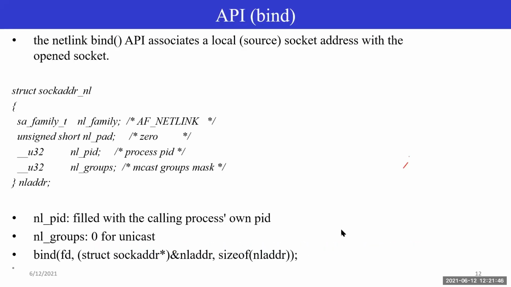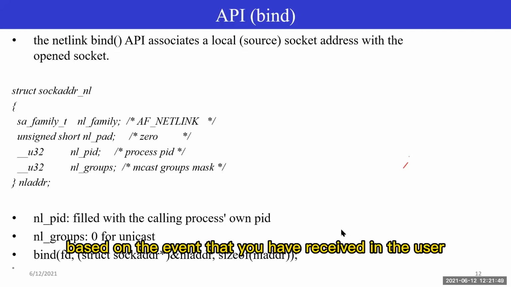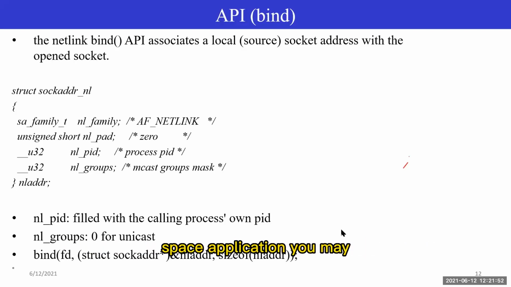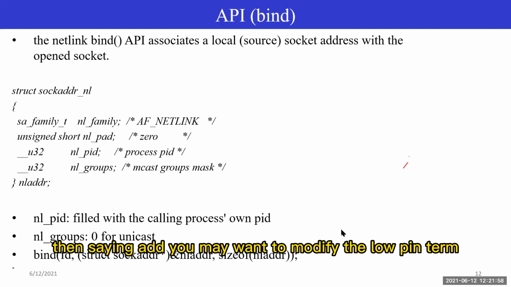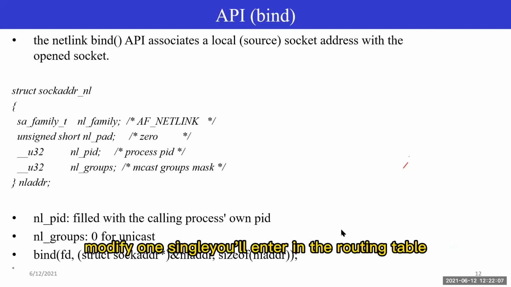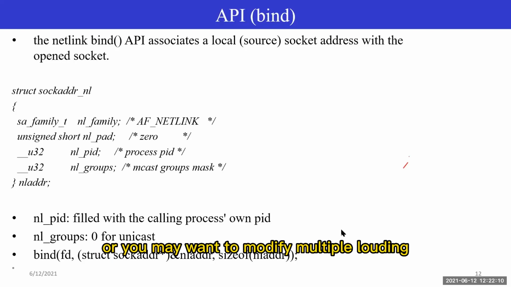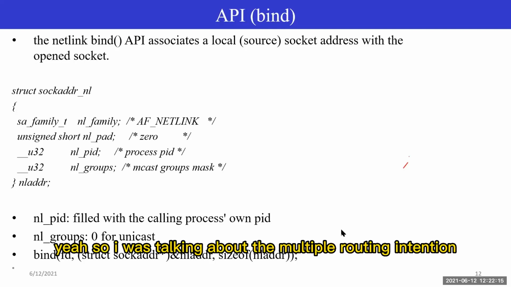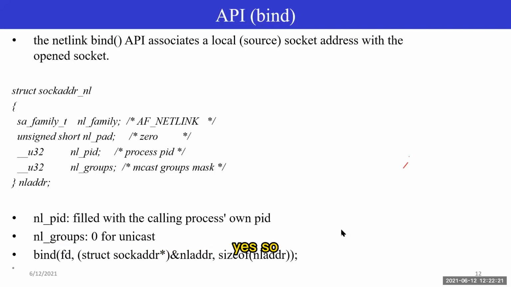That is step number one. Step number two: based on the event that you have received in the user space application, you may or may not add a particular entry, or rather than saying add, you may want to modify the routing table. Correct? Yes. You may want to modify one single entry in the routing table, or multiple routing entries in the table, right? Yeah, I was talking about multiple routing entries at a large scale.